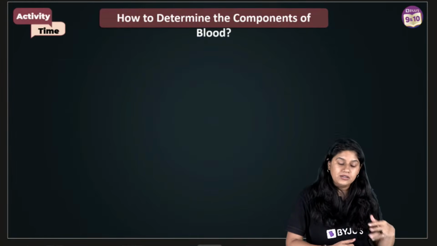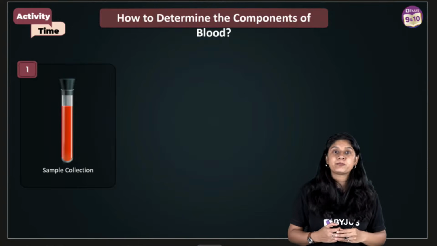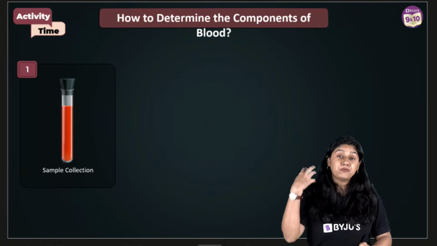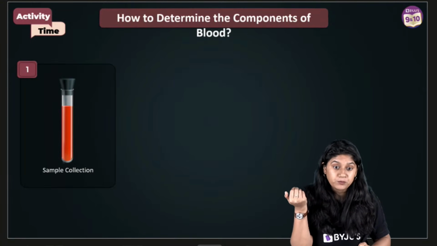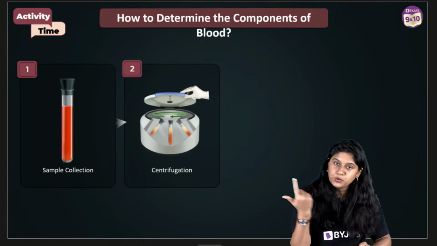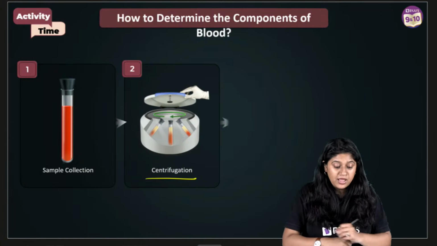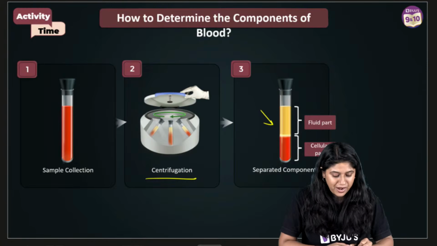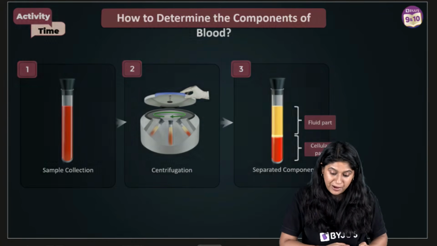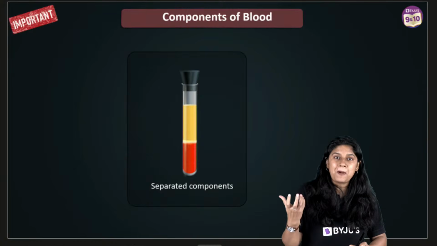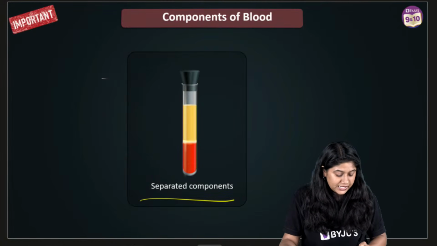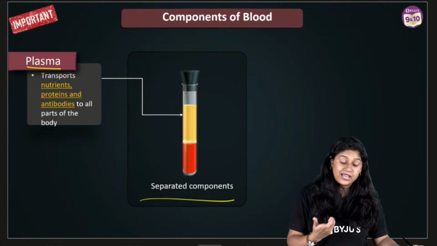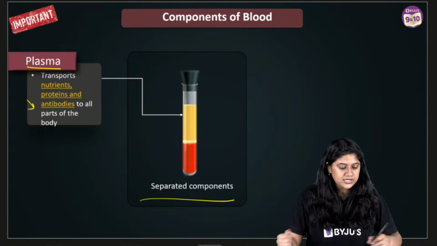Let's talk about the blood, everyone. Blood is a very, very important part, and it has different components altogether. If we have to find out the different components of the blood, what we'll do is centrifuge it. We put the blood at a very high speed, and after some time we'll be able to see the separation, the fluid part and the cellular part. What is the fluid part? The fluid part, the yellow part that we can see, is the plasma. It helps with the transportation of nutrients, proteins and antibodies in the body.